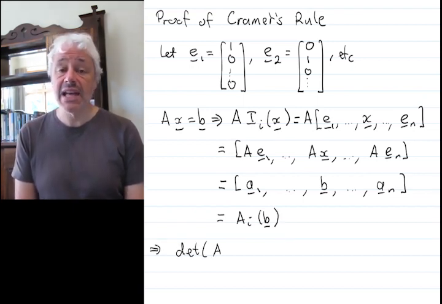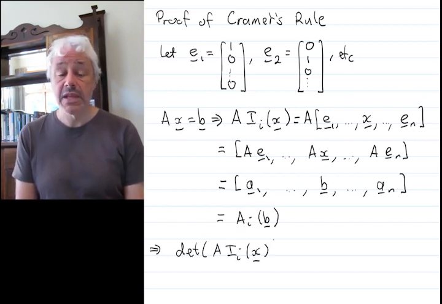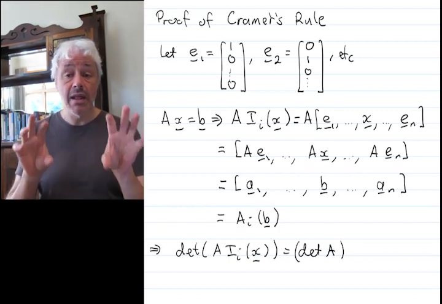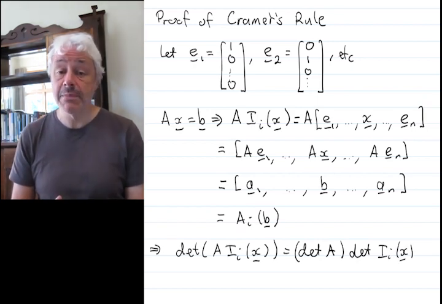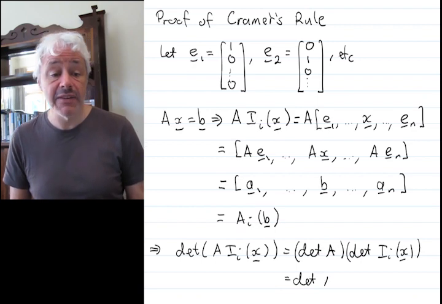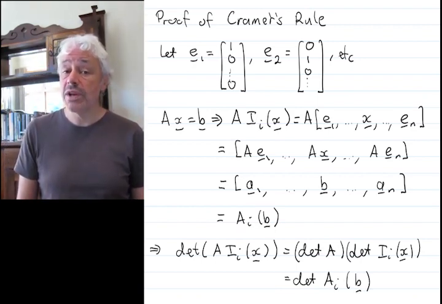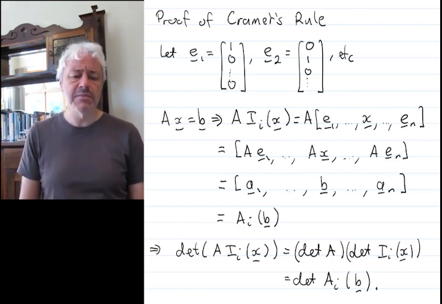So matrix A times I_i of x is equal to A_i of B. That's a matrix equation, and since two equal matrices have the same determinant, I'm going to take the determinant of both sides. That means the determinant of A times I_i of x, which is the determinant of a matrix product. We know from last time that the determinant of a product of matrices is the product of the determinants, so I get the determinant of A times the determinant of I_i of x.